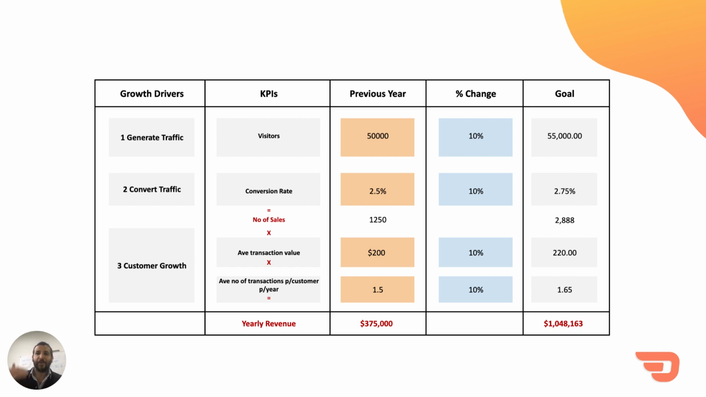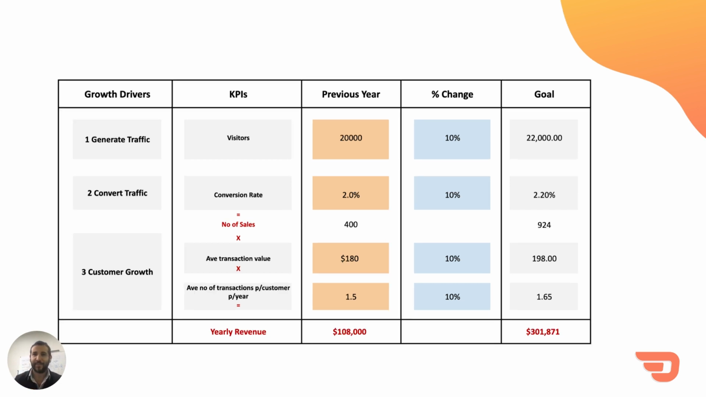Wonderful. But what if you could increase each of those growth drivers by just 10%, right? In other words, you take them from 50,000 visitors to your site to 55,000 visitors. And you move from 2.5% conversion rate to 2.75, and from $200 average transaction value to 220, and from 1.5 transactions per year to 1.65. As you see, it would result in revenue of over $1 million, which is an increase of over $600,000. Significant. Right?